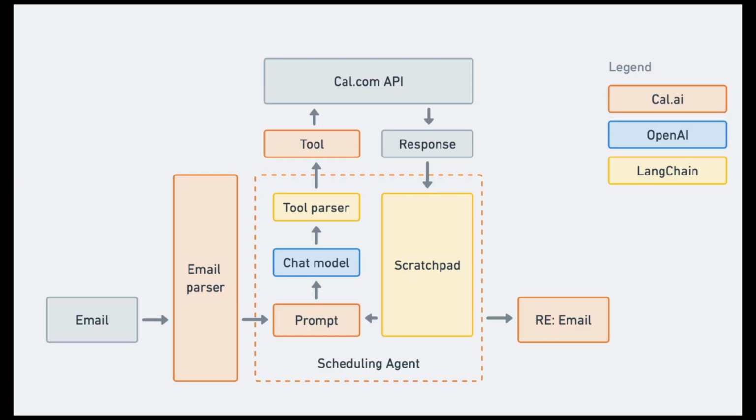So we have an email parser. When an incoming email is received, the email parser is a block which extracts key details like the name, proposed time, and context like schedule a meeting. And this goes to a scheduling agent.